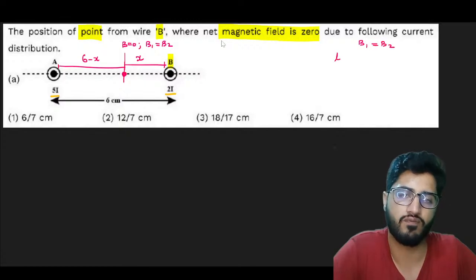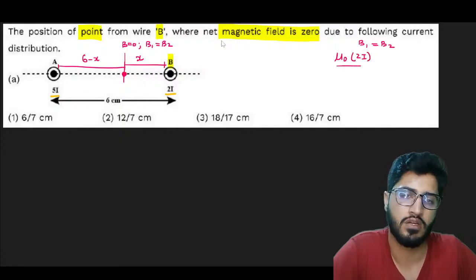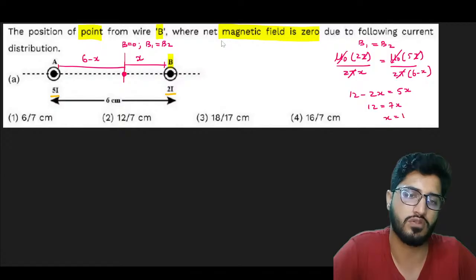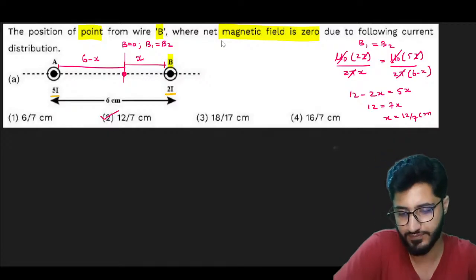What is B1? Mu naught I, what is I? It is 2I, over 2 pi d. What is d? d is x. Equals to mu naught I, what is I? It is 5I, over 2 pi d. What is d? d is 6 minus x. 2 pi cancels out. Mu naught cancels out. I cancels out. I can multiply 2 to the 6, it is 12 minus 2x equals 5x. Then 12 came out to be 7x. So x is equal to 12 by 7 centimeter. 12 by 7, option number second is the correct one.